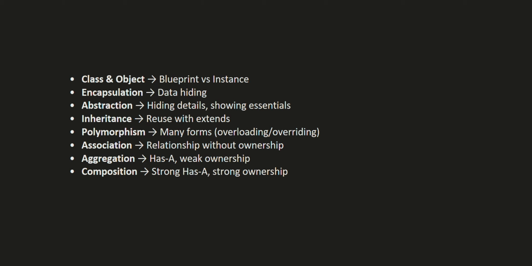In this video, we'll discuss the core OOP concepts for low-level design. These are the core OOP concepts: class and object, encapsulation, abstraction, inheritance, polymorphism, association, aggregation, and composition. I'll also explain each one step by step with short examples in Java. Stay tuned.